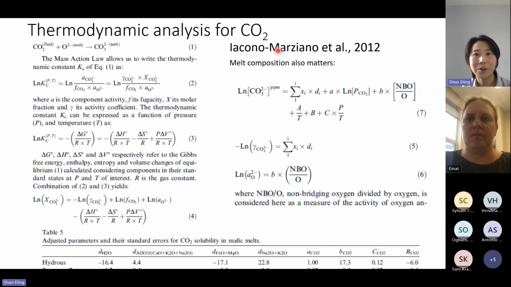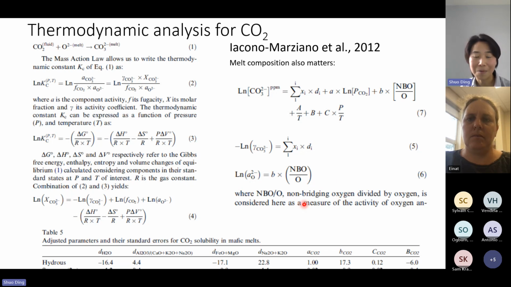In this Iacono-Marziano model, they say the activity of oxygen is a function of NBO over O, where NBO is the non-bridging oxygen. Non-bridging oxygen is basically the oxygen that is not connected with the tetrahedral cations, like aluminum or silicon.